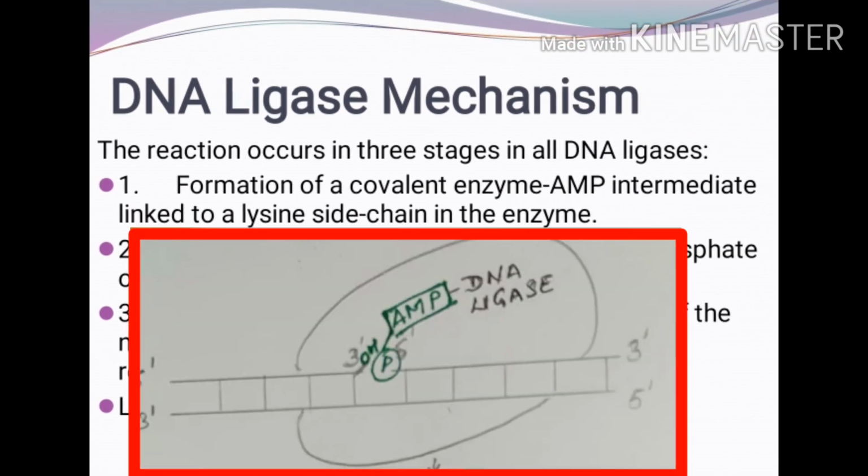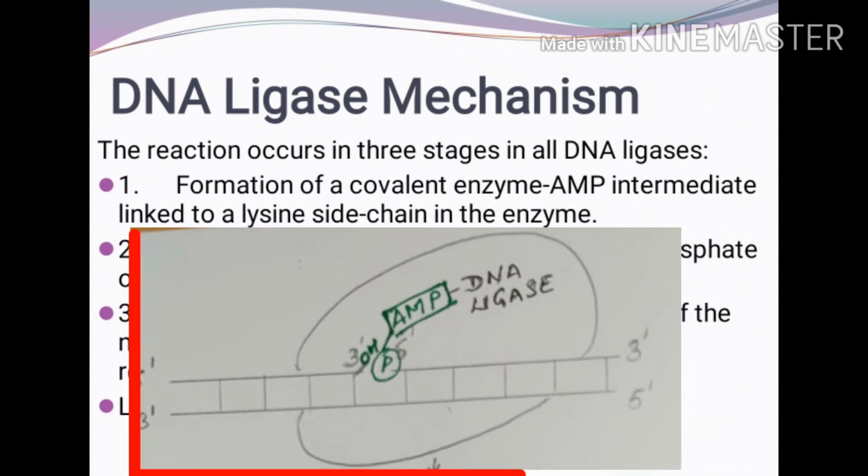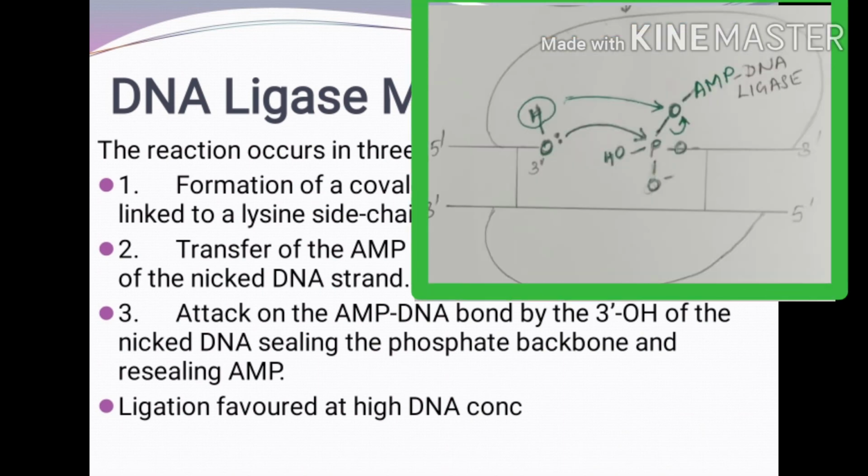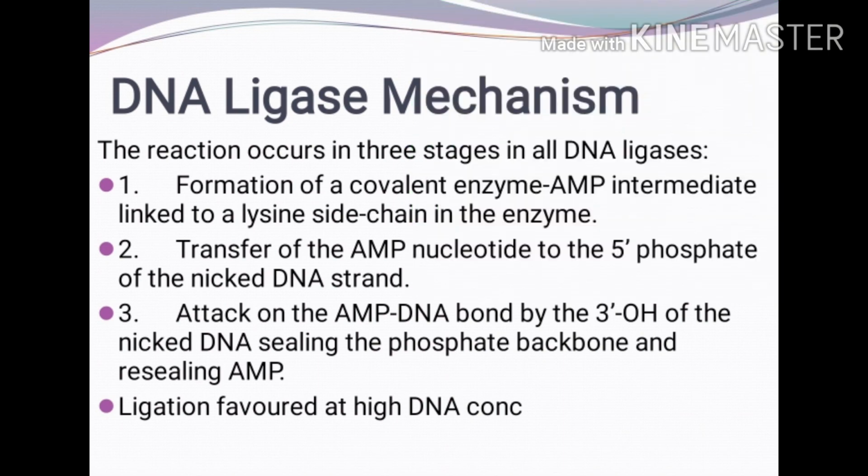The ligation occurs in 3 steps. In the first step, the lysine side chain of the enzyme binds to the AMP to form an intermediate. In the second step, the AMP is transferred to the 5' phosphate of the nicked DNA strand, and in the third step, the 3' OH of the nicked DNA strand attacks the AMP-DNA bond to seal the phosphate backbone, and ligation is favored at high DNA concentration.